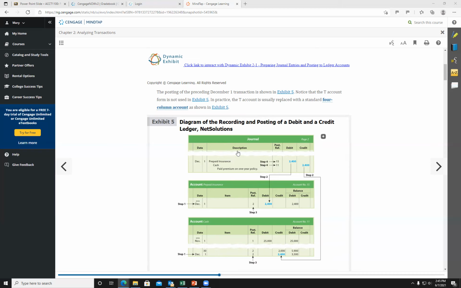So if you look here, step one, remember we dated the transaction. Step two, we list and label the debit and the credit. The debit's always on the left. The credit is always on the right. Step three, we give it some sort of posting reference. A reference number is just how we can reference back to that entry, and it also helps with preventing duplicated entries.